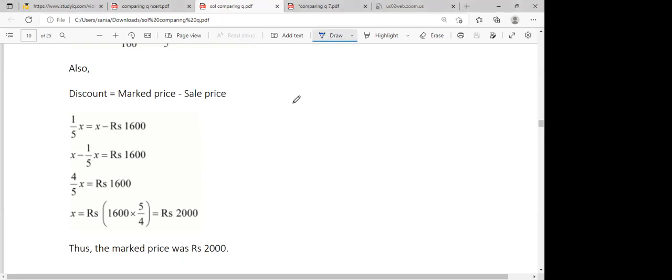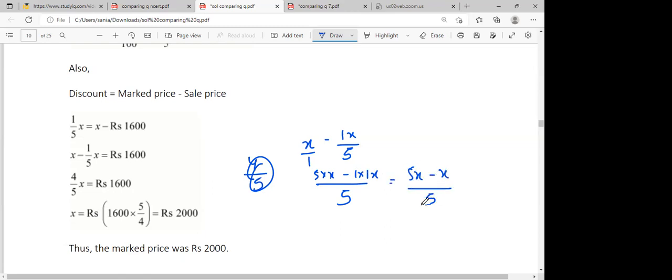So basically over here, okay, it is x minus 1x/5, right? So your LCM is 5. Over here it is 1. So in the first term it is 5 multiplied by x, and here 1 multiplied by 1x. So you get 5x minus x over 5, right? When you subtract x from 5x, you will get 4x.